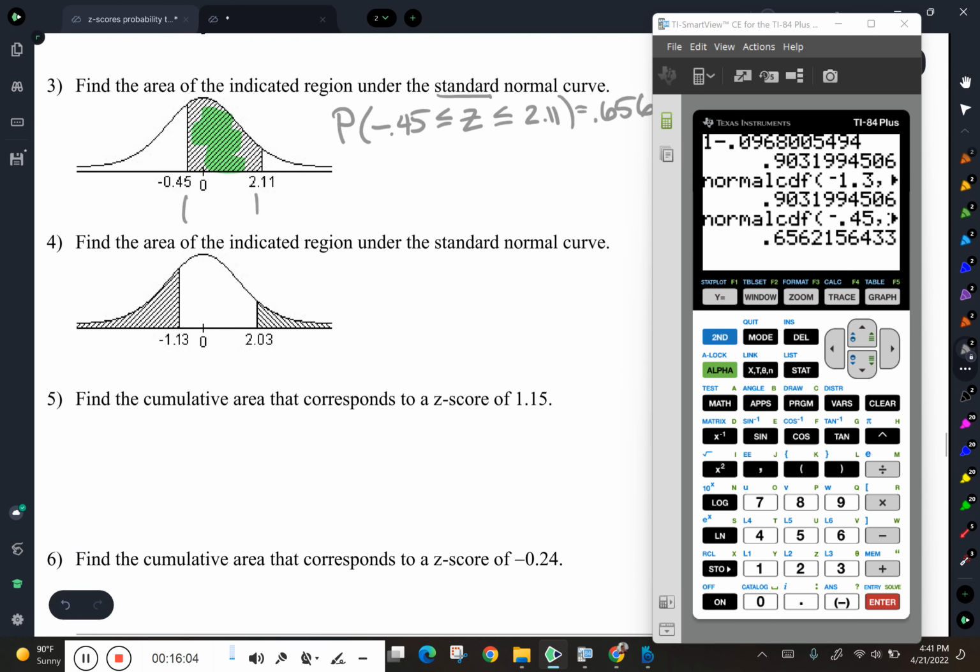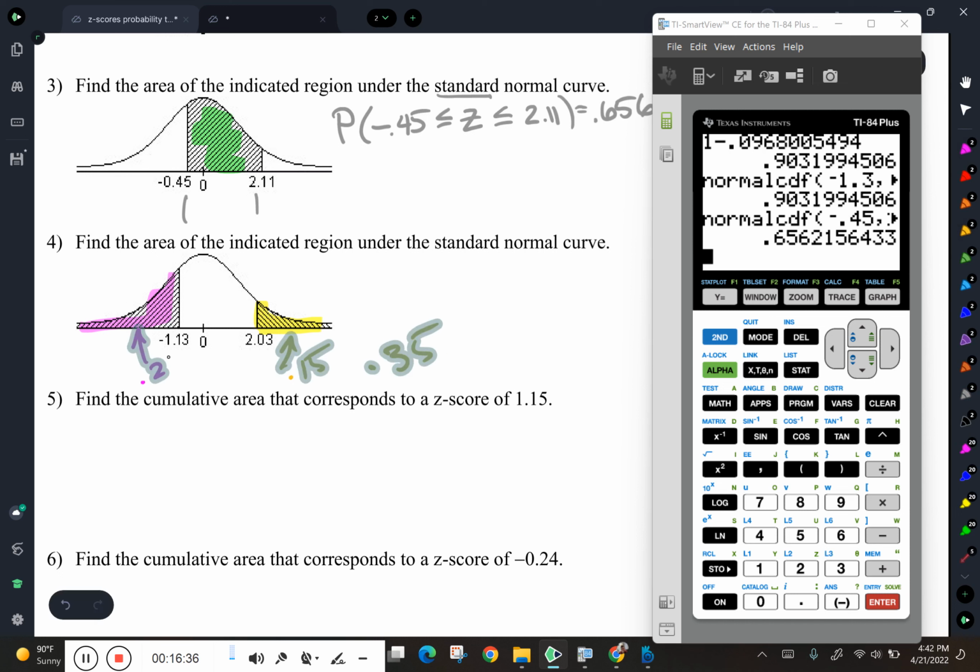Find the area of the indicated regions of the standard normal curve. Oh, this is a left tail and a right tail problem. So one way that I could solve this is I could find that left tail, I could find that right tail, and then I could just add them together. Like, let's say that that was 0.2, and let's say that that was 0.15. And then I would say, okay, add them together and you get 0.35.